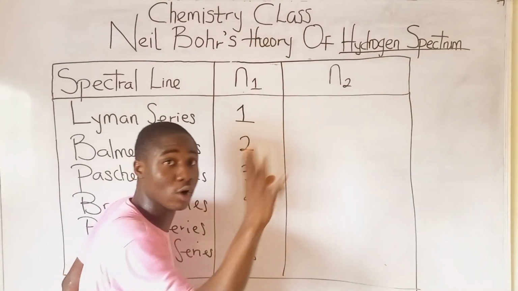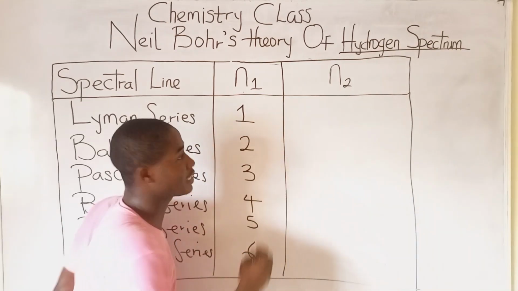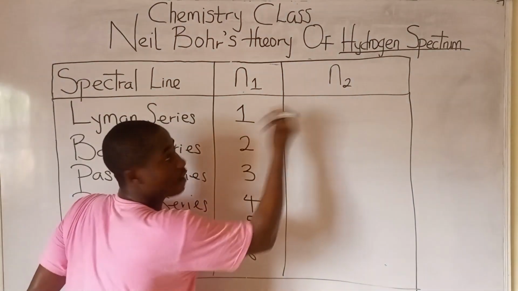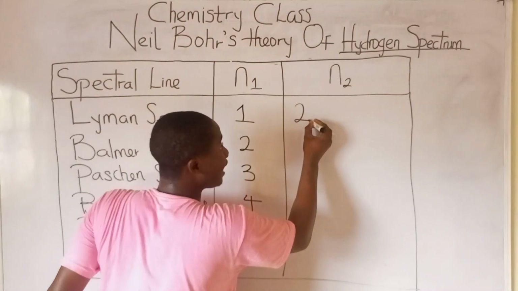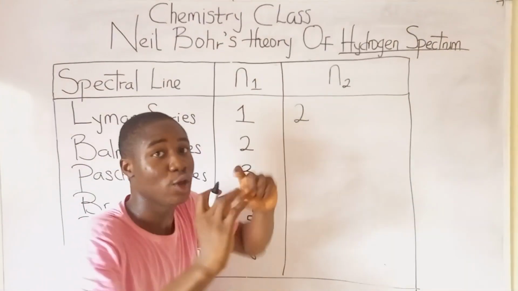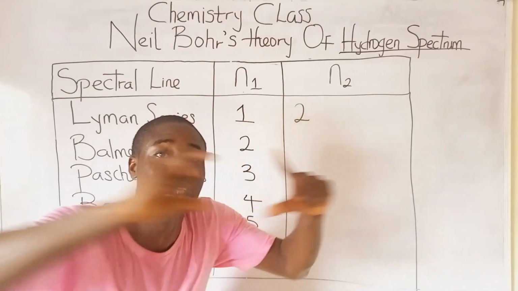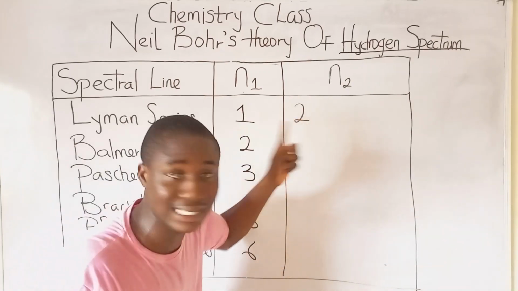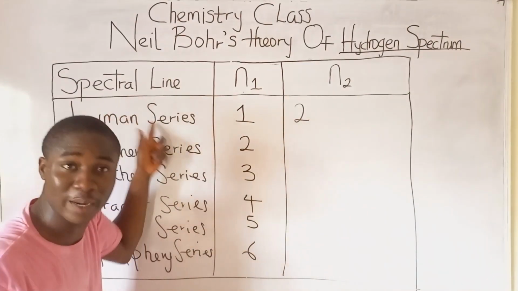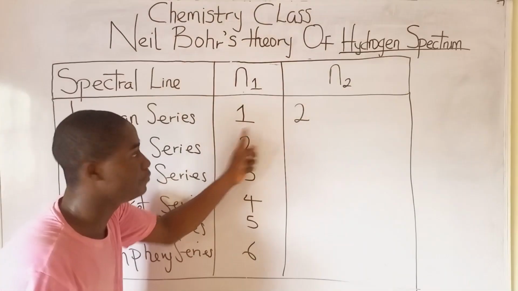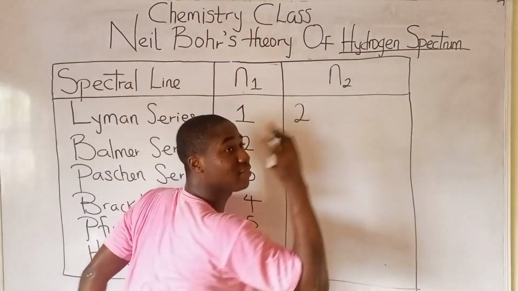I said I'll be writing 3 sets of numbers because we'll be solving questions as we progress to understand better. So what's the number after 1? It is 2. For the N2 values, that means you have 3 sets of numbers to write for each of the spectral lines. So after 1, the number is 2, and we have 3 sets of numbers to write.